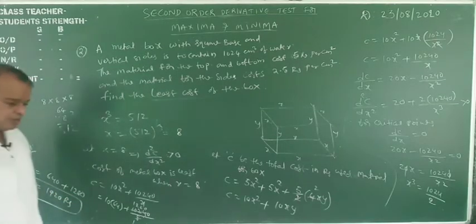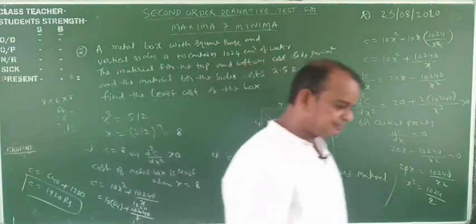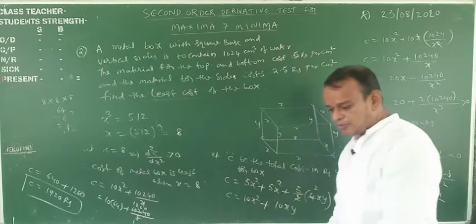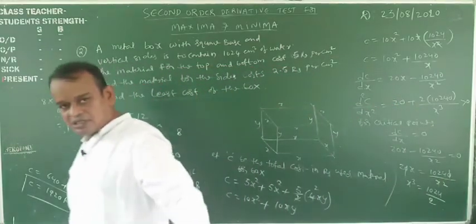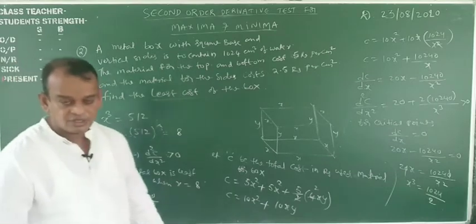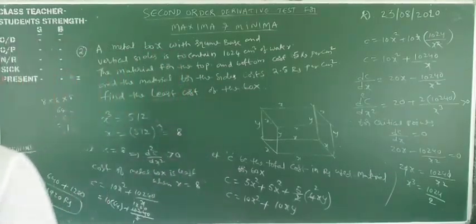How much is the cost of the material used for the tank? Okay, you prepare the tank by using the material. How much is the least cost, not maximum, least cost? We will use that one, 1920. Next, we are going to the next problem.